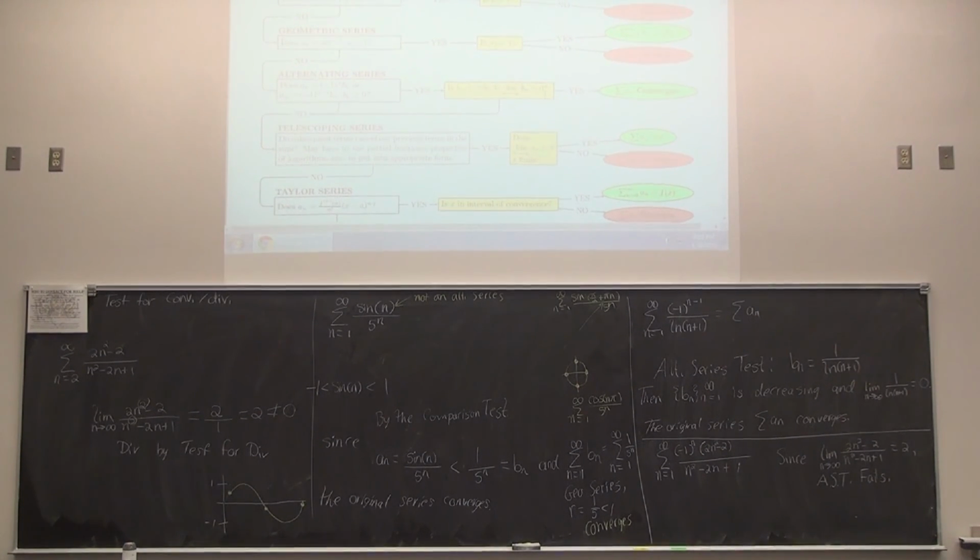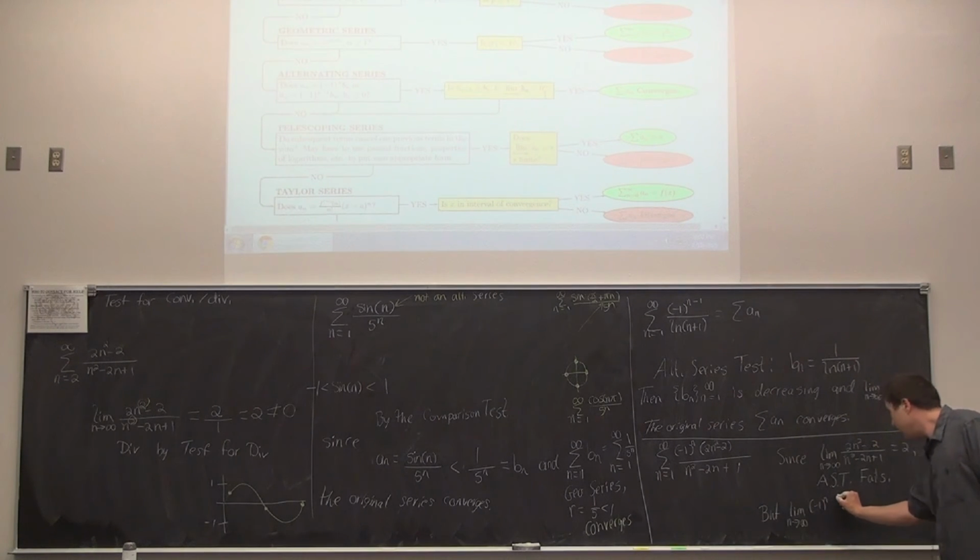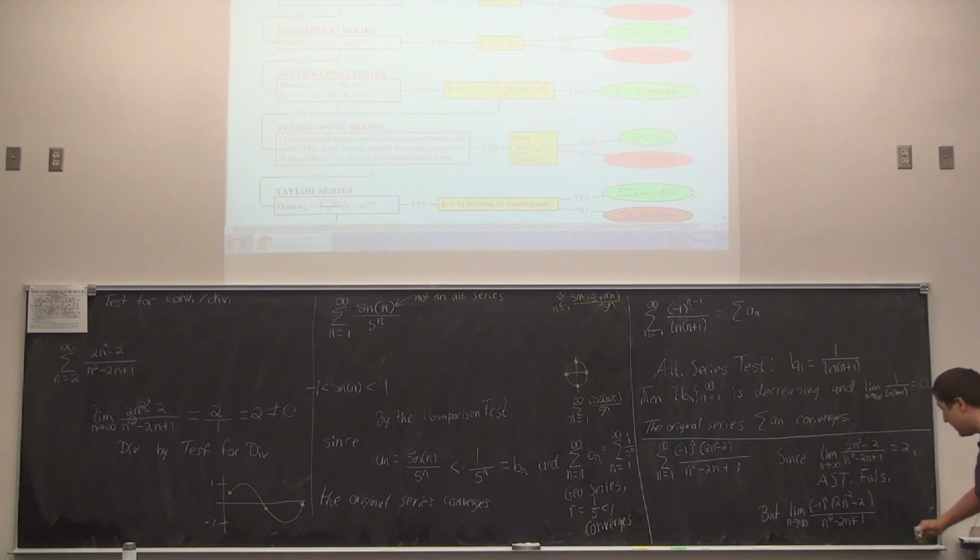So the very next test is the test for divergence. We can say, but the limit as n goes to infinity of negative 1 to the power of n, (2n squared minus 2) divided by (n squared minus 2n plus 1), what can we say about this as a limit? It turns out it's not quite 0. It's not even 2, which is kind of weird.